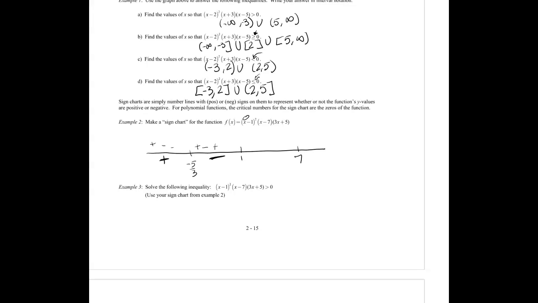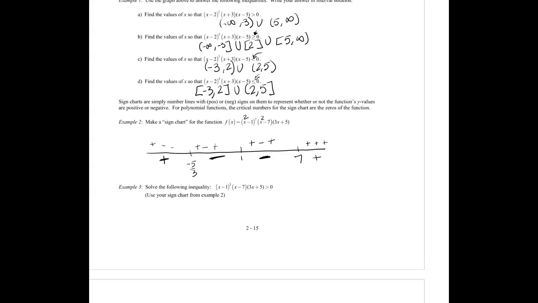And then in between 1 and 7, I'm going to plug in a number in between 1 and 7. So let's say 2. 2 minus 1 will give me a positive. Squared will still give me a positive. 2 minus 7 will give me a negative overall. And then 2 times 3 will give me 6, plus 5 will give me a positive overall. So a positive times a negative times a positive will still give me, guess what? A negative overall value. Alright, and then finally I've got my values greater than 7. That should just be a positive, and then another positive, and then another positive. So all in all, that whole graph should be positive there.